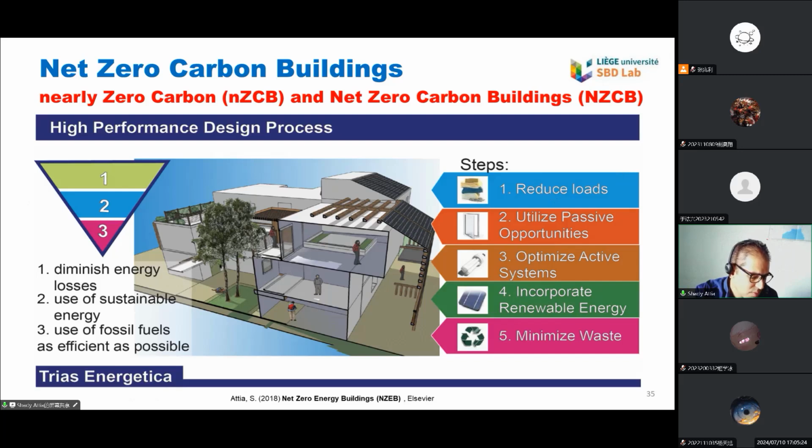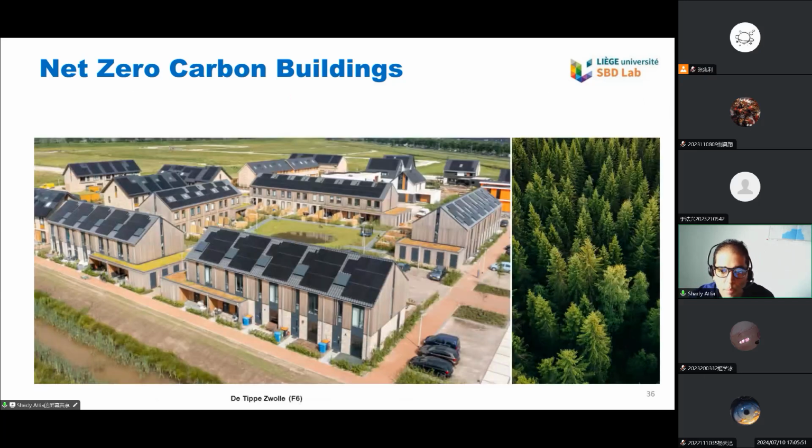Optimize active systems. If you are using any active system like lighting, LED lamps, if you are using a heating system, cooling system, all that needs to be optimized. And then number 4, you incorporate renewables. And once you incorporate the renewables, you are ready with minimizing your waste overall. So these are the basic principles of any high performance design or any net zero carbon building design.